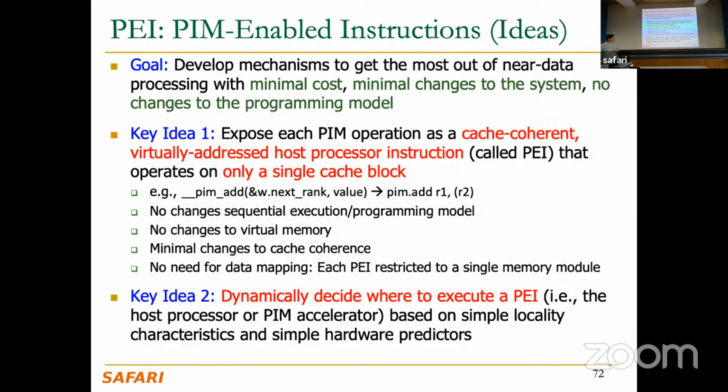The second idea is to use dynamic scheduling. Decide where to execute a PEI depending on where the data is located, because your program might have been processing some data that you need to update later using an addition, for example. But if this data is already in the cache, it makes no sense to offload to the memory side, right? So that's why here we try to compute where it makes sense, where the data resides.